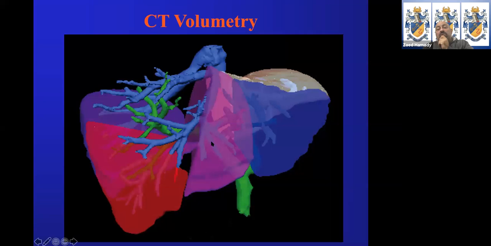Then in transplant units, they use CT volumetry more and more. There are new programs now coming to the market as well, which can show you in 3D how the liver is going to look after the resection, and what exactly you're going to sacrifice in terms of the liver drainage and the liver anatomy. I find it useful and helpful in live-related transplants. We have just started to use it in cancer surgery as well.